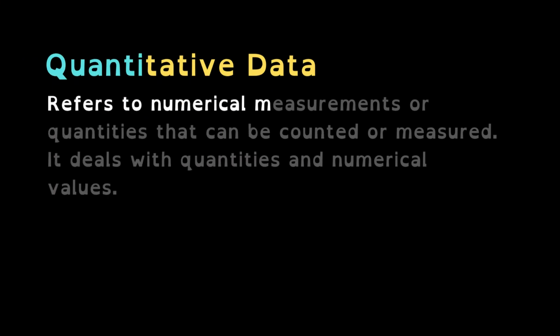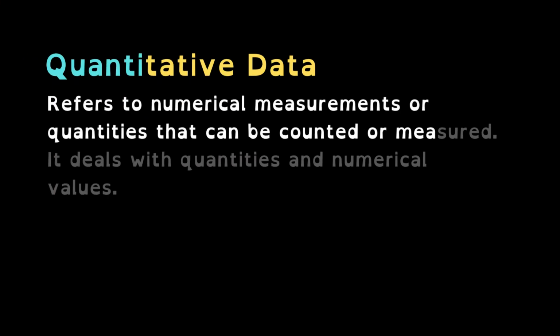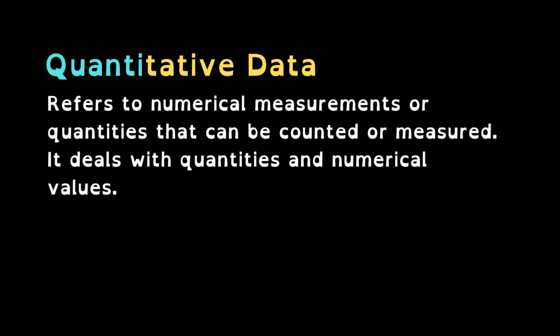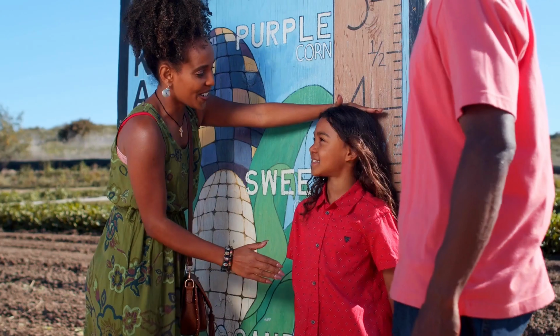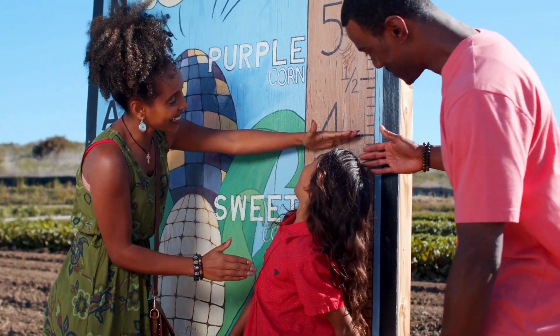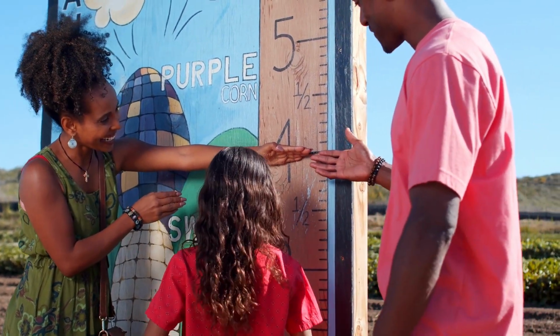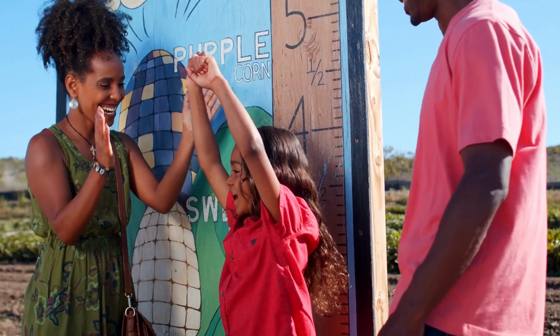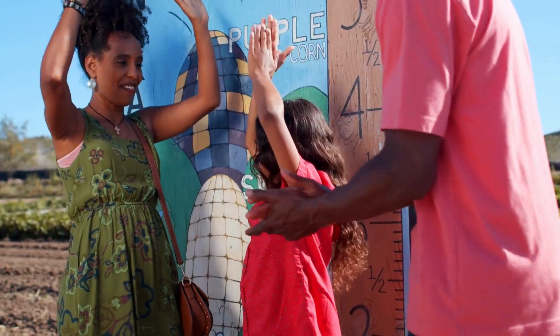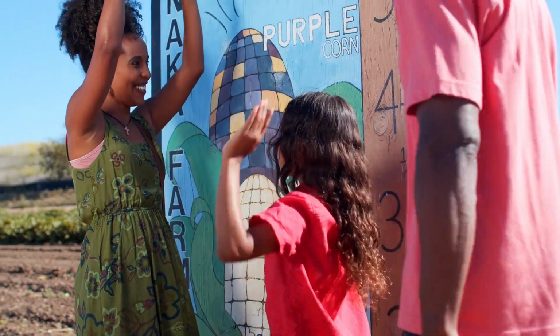Quantitative data refers to numerical measurements or quantities that can be counted or measured. It deals with quantities and numerical values. Let's look at an example. For instance, if we measure the heights of students in our class, we would have quantitative data. Each measurement can be expressed in numbers.